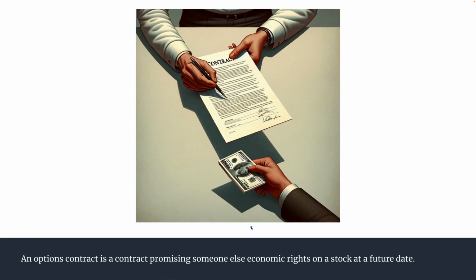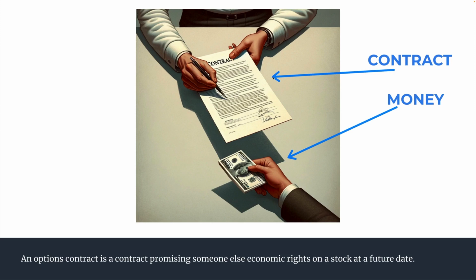An options contract is a contract promising someone else economic rights on a stock at a future date. The way it works is someone pays money for a contract that says in the future they'll have certain economic rights on an underlying stock. I know that sounds confusing now, but we'll dive into that as we go forward.